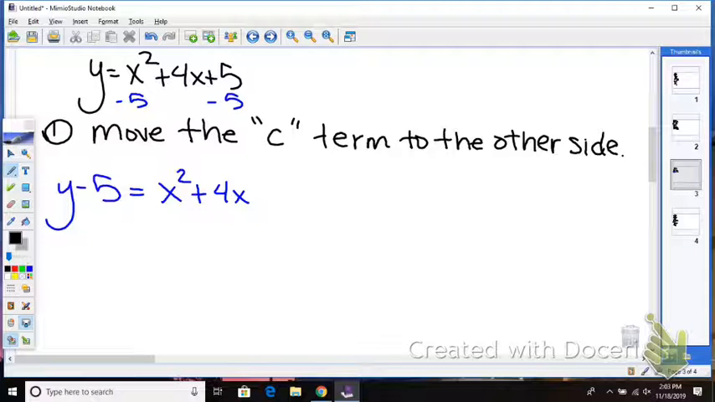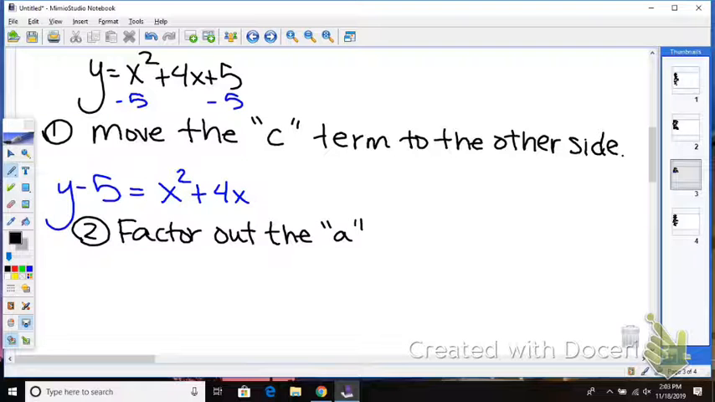Okay, step 2 is a two-parter. With the problem that we have today, we only have to do one of the two parts, but I'm going to put both of them in this example so you have all your notes together. Step 2 is to factor out the A term, and then this next part's not going to make sense till we do it, but write it down. And put in plus blank.